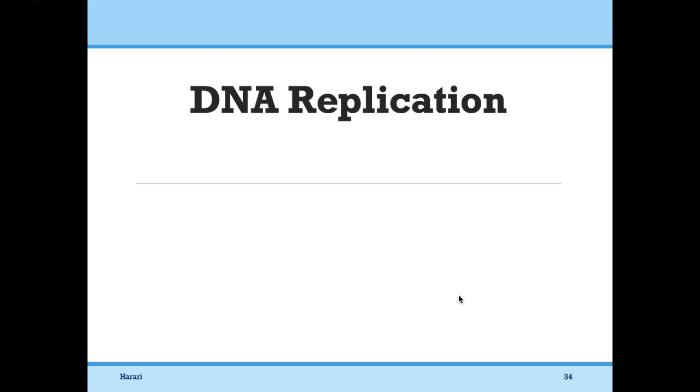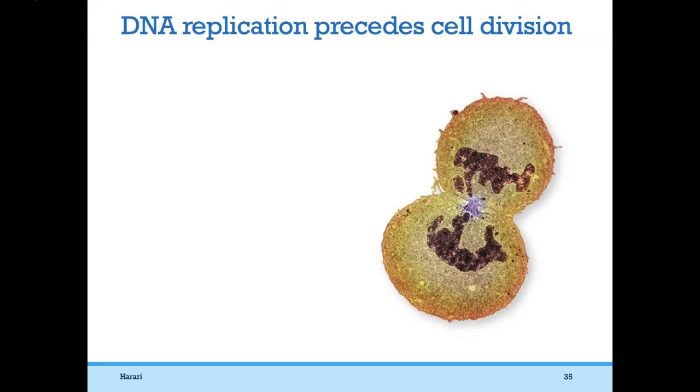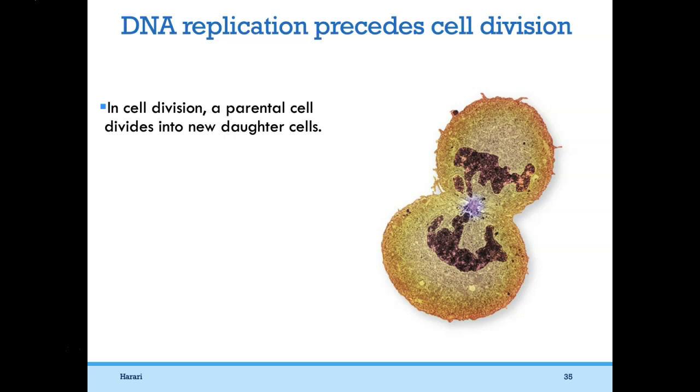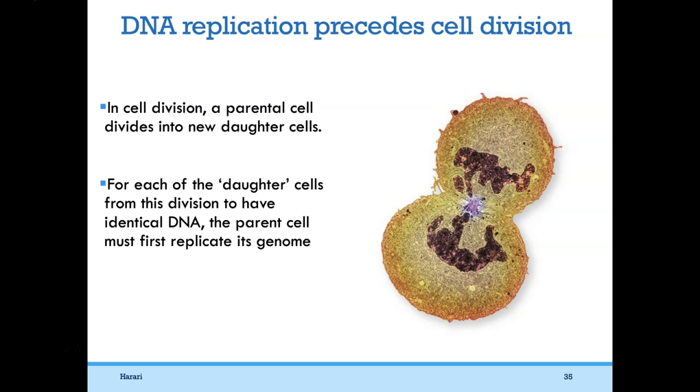So now we will discuss DNA replication. So DNA replication is only going to happen right before a cell divides. That's the most important thing to understand right now. DNA replication is only going to happen in cells in which phase? Right? It's interphase, and specifically which part of interphase? It's S phase. Right? So in cell division, a parental cell divides into 2 daughter cells, but for each daughter cell from the division to have identical DNA, the parent cell must first replicate its genome. Right, so we said this happens in synthesis phase of interphase.